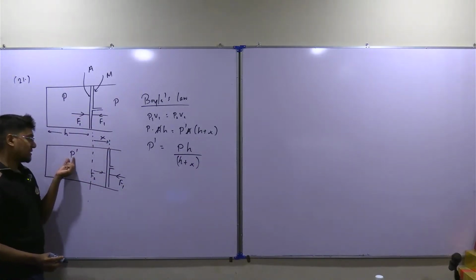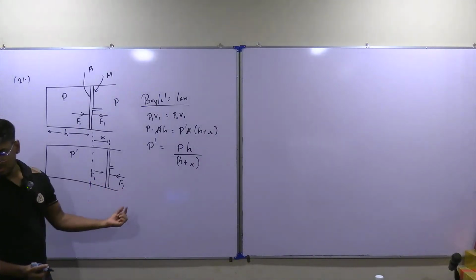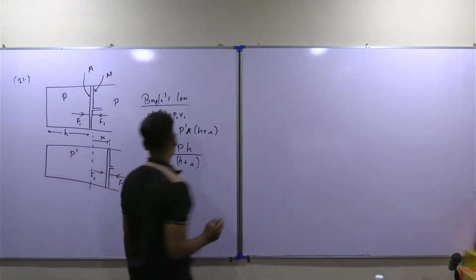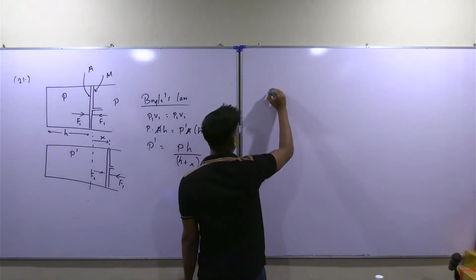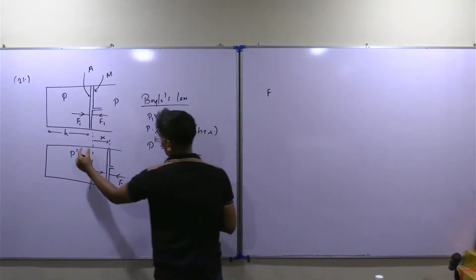Now you know the pressure inside the tube. Now you can find F2 and you know F1. From that you can find the force difference, or the resultant force acting on the piston. So the resultant force will be in this direction, right? Why? What is the reason?